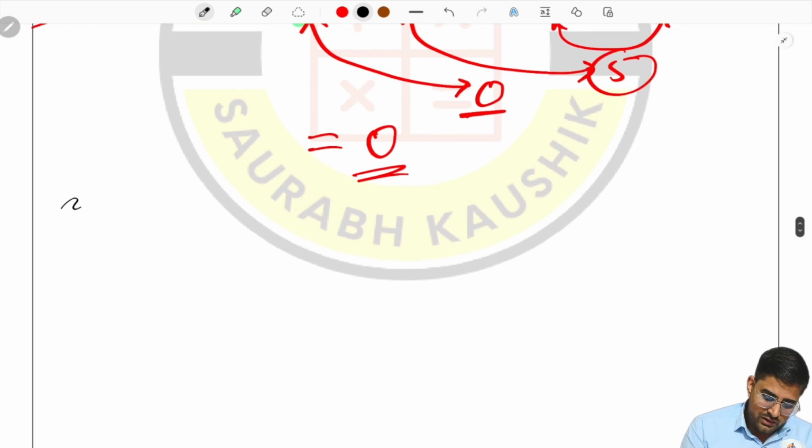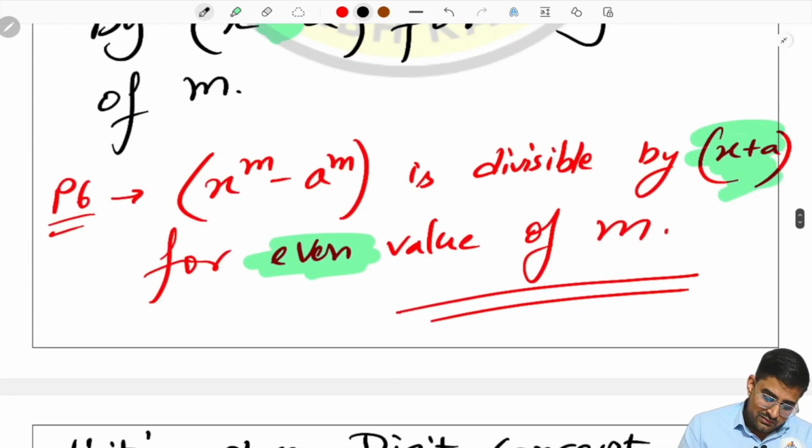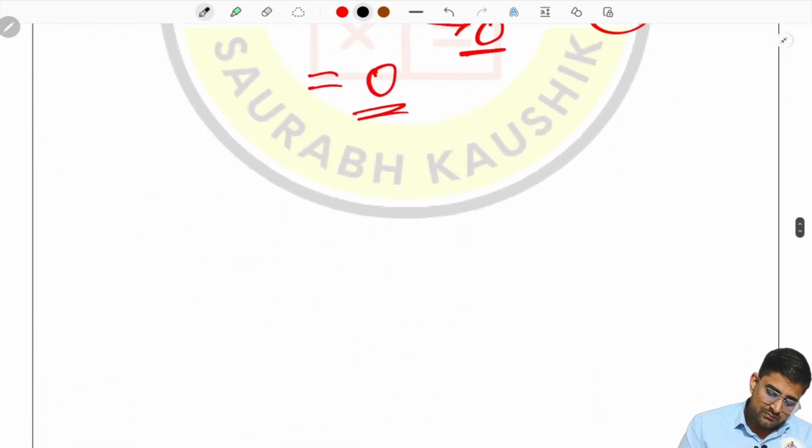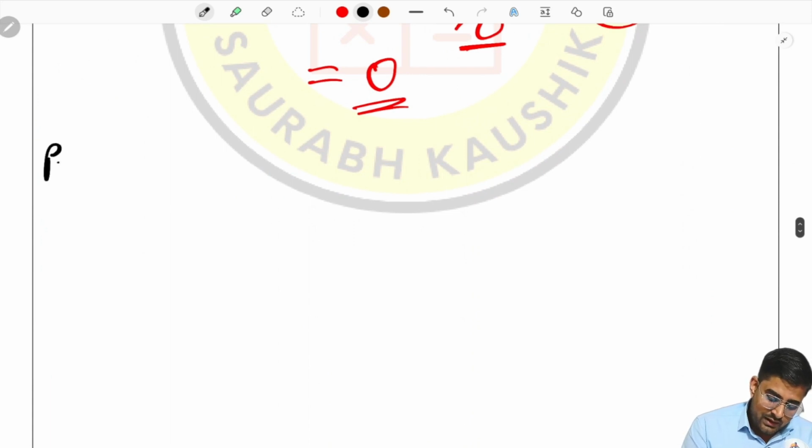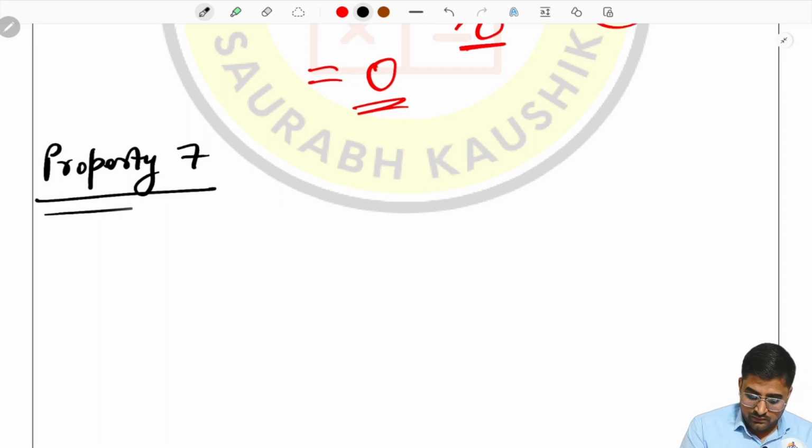Now we are talking about property number 7. For your convenience, I write the property in its fullest form. Property number 7. This is a very important one. Please pay attention.